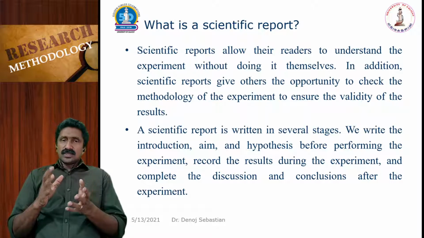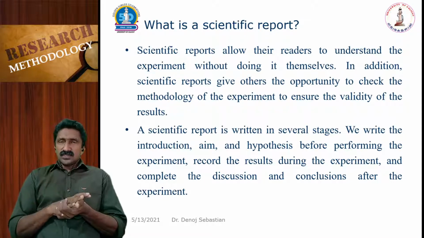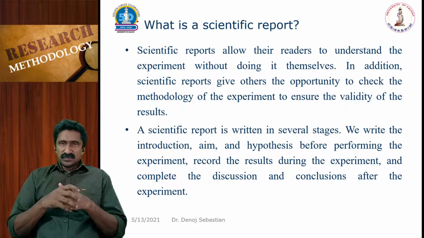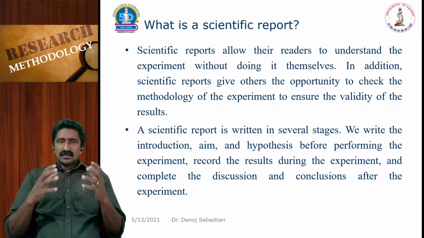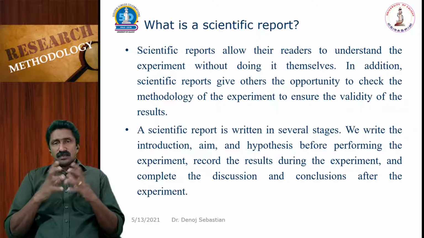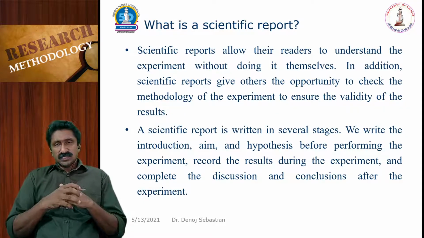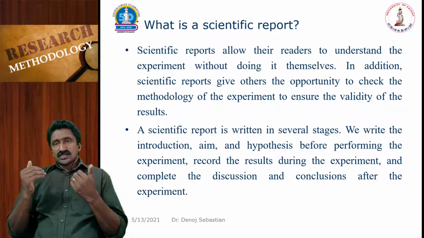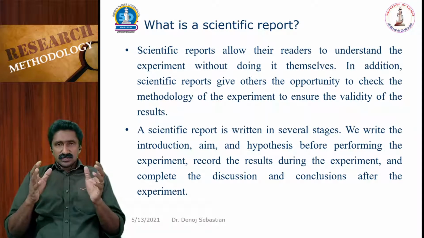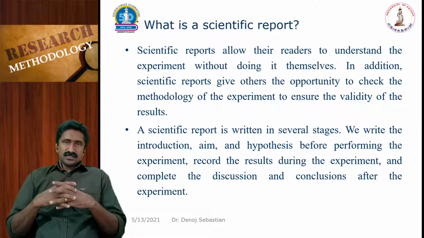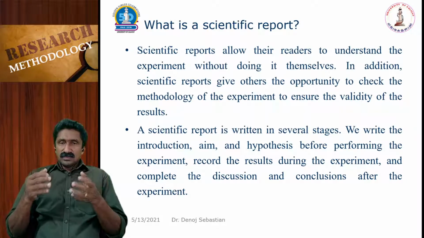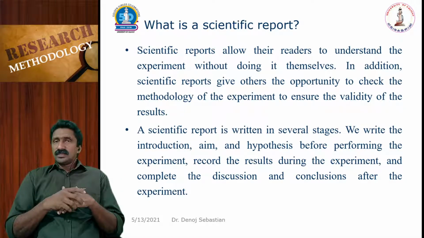The scientific report is written in several stages, and we usually write the introduction, aim, and hypothesis before performing the experiment, because that is the initial part of our induction and theory generation. So that part is actually done initially, before performing the experiment. Then we record the results during the experiment, and we complete the discussion and conclusion after the experiment. So this is how usually a report is generated. So at least the introduction, aim, and hypothesis, even the methodology part, can be arranged before performing the experiment.